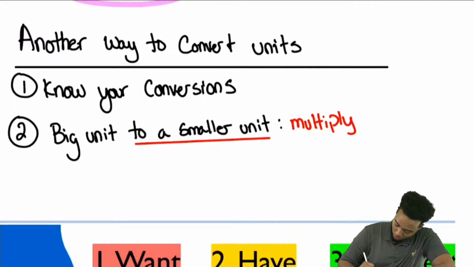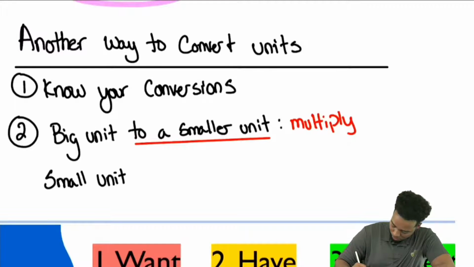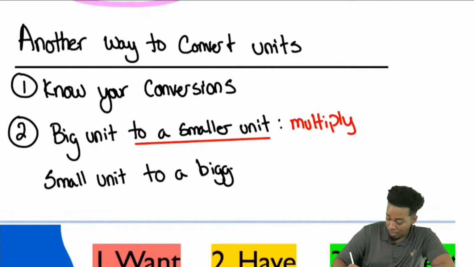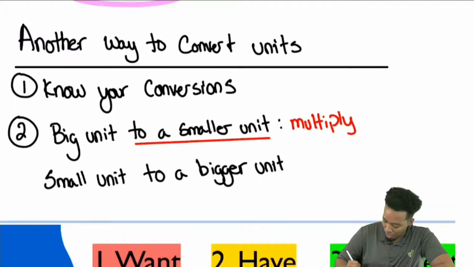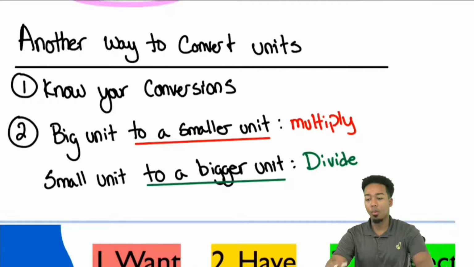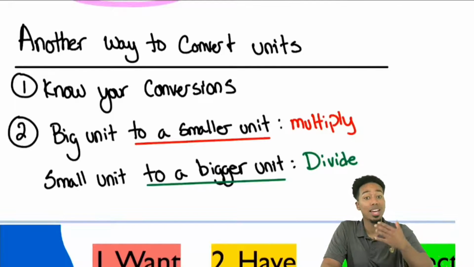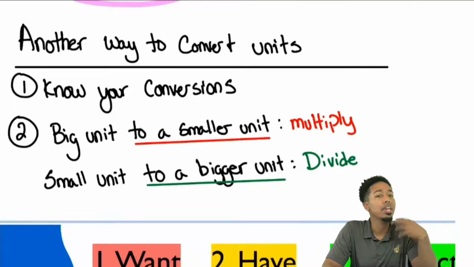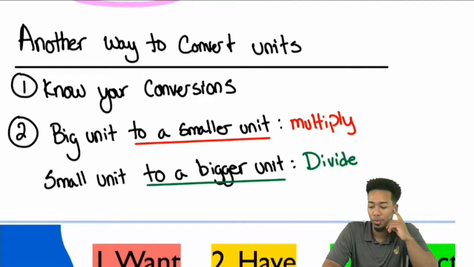If you are going from a small unit to a bigger unit, notice how I'm underlining "to a blank unit." That's really what's important here, because it's all relative. So if you're going to a bigger unit, you are going to be dividing. And I'm more than happy to explain what this means and how to engage with this visually. I'll show you an example for this.